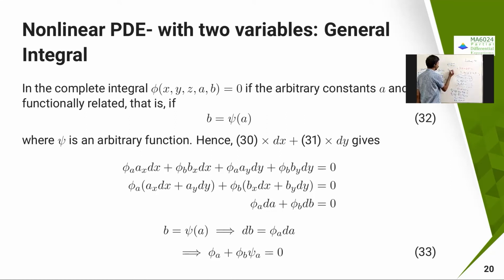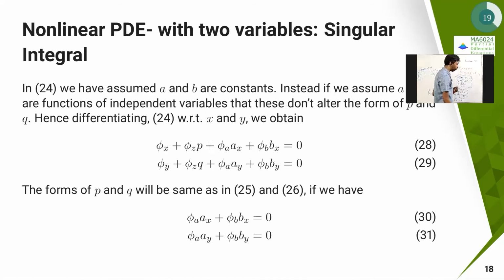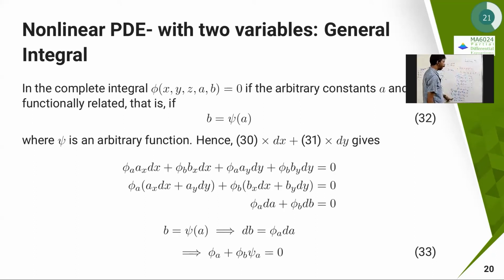Suppose we find a relation b equal to psi of a, where psi is an arbitrary function. Then you can multiply equation 30 with dx, and the other one with dy, and add them. You are going to get pi a into ax into dx plus pi b into bx into dx, plus pi a into ay into dy plus pi b into by into dy equal to 0. I'm just multiplying and then adding it.